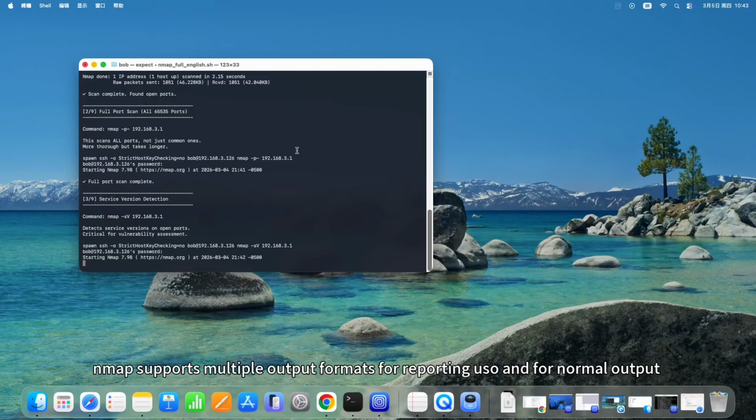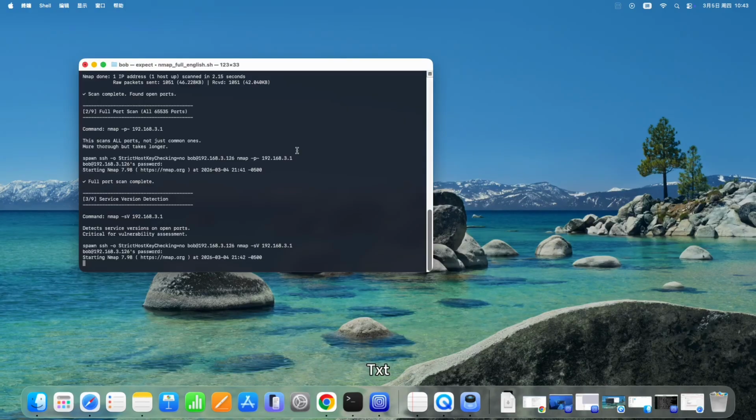Nmap supports multiple output formats for reporting. Use -oN for normal output, -oX for XML format, or -oG for grepable format. For example, Nmap -oN report.txt followed by the target saves results to a text file.